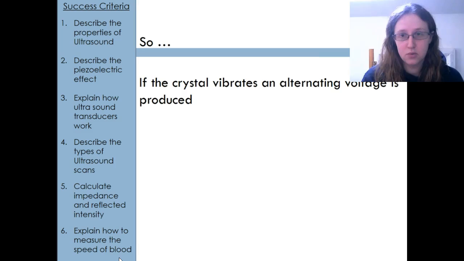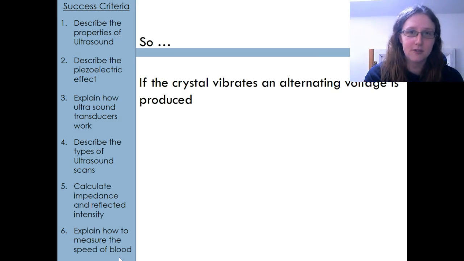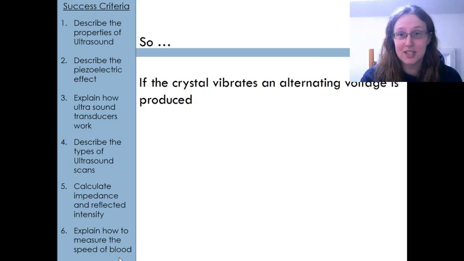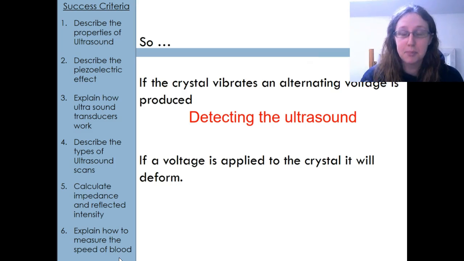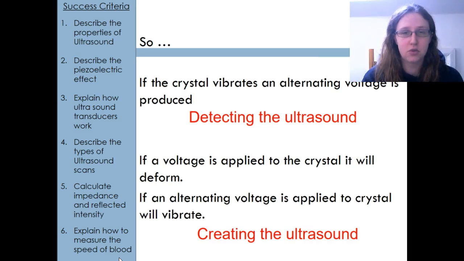So in the ultrasound, what we do is, if the crystal is vibrated, an alternating voltage is produced, and that's how I detect the ultrasound. So the ultrasound wave vibrates the crystal, which produces an alternating voltage which I can detect. In order to produce it, I just do the opposite. I apply a voltage to the crystal, that makes it change shape, and as it changes shape, I can make it vibrate at the frequency for the ultrasound, and there we go, I've produced the ultrasound. It's a very elegant solution, really, and quite a nice application of physics.